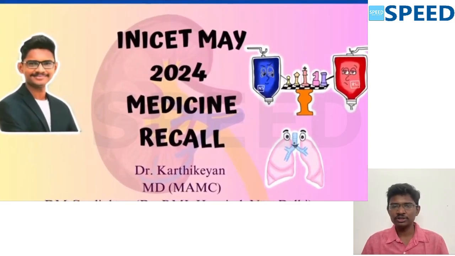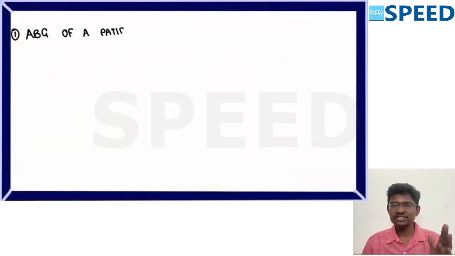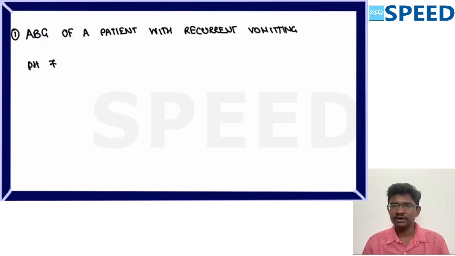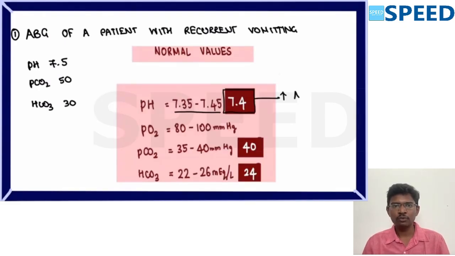So coming on to the first question, two ABG questions were asked. ABGs are unavoidable when it comes to INICET as well as NEET. This question was a patient with recurrent vomiting, ABG was given, pH was 7.5, PCO2 was 50, bicarb was 30. So here they asked what is the diagnosis?